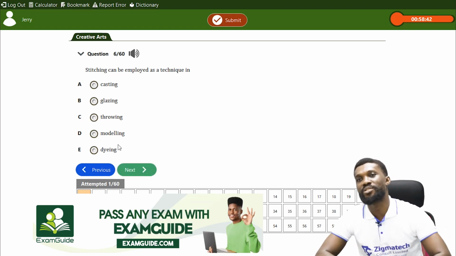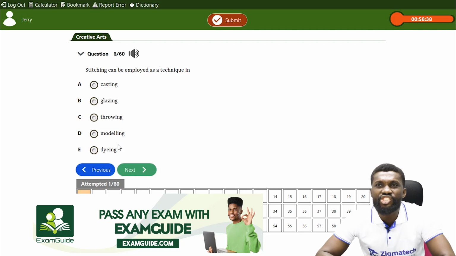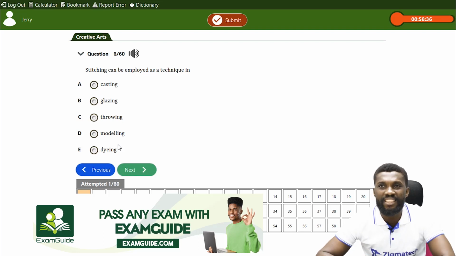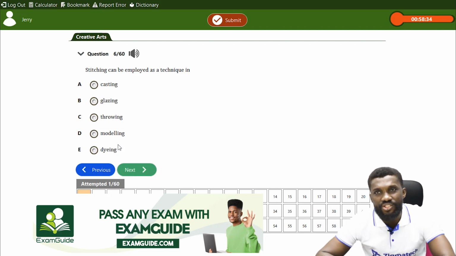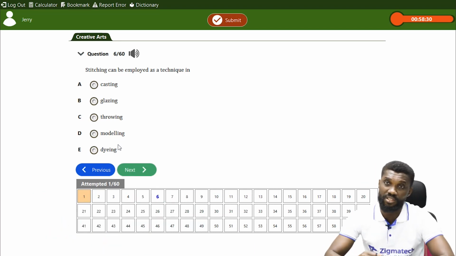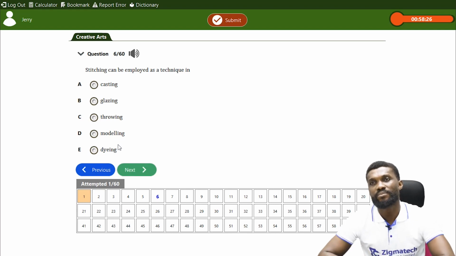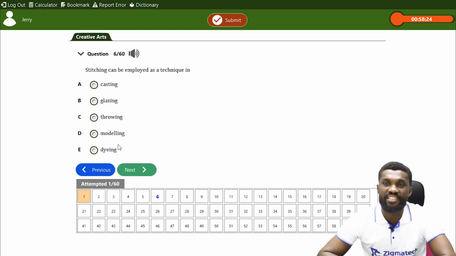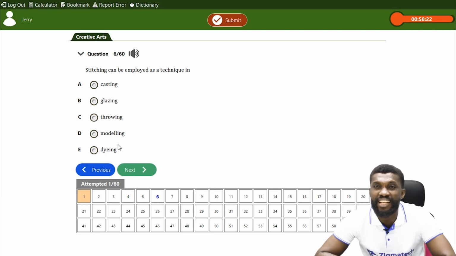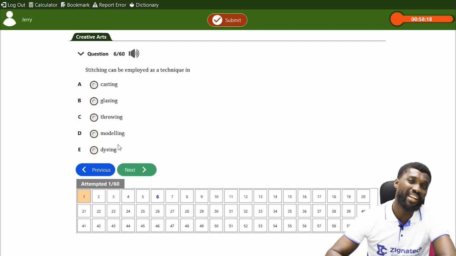Okay, now let's look at this question. Question number 6. Now, stitching can be employed as a technique in dash. Stitching, do you know what stitching is? We talked about it now. To stitch is to bring 2 materials together, then stitch them tight, make it strong. Stitching can be employed as a technique in dash. A, casting. B, glazing. Do you know what casting is? Yes. Glazing.